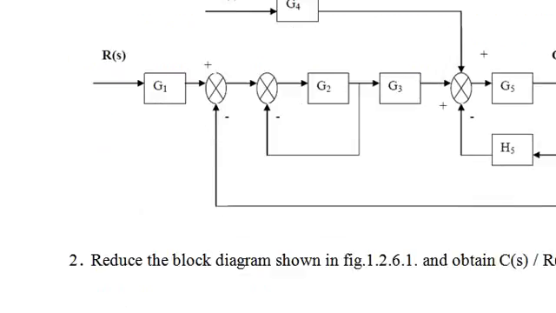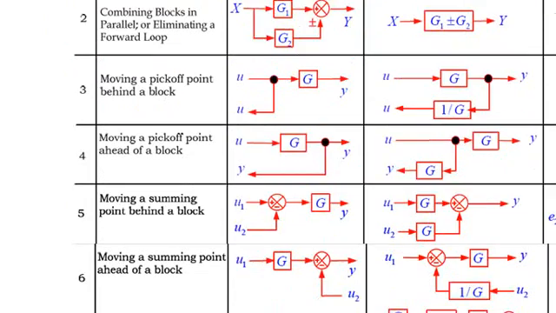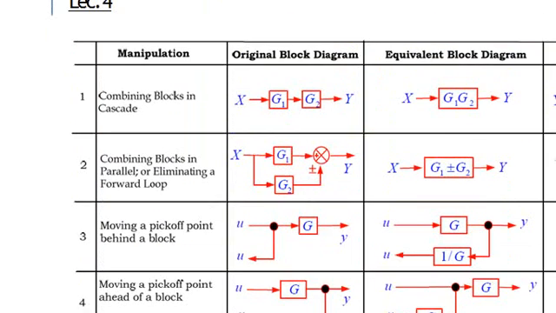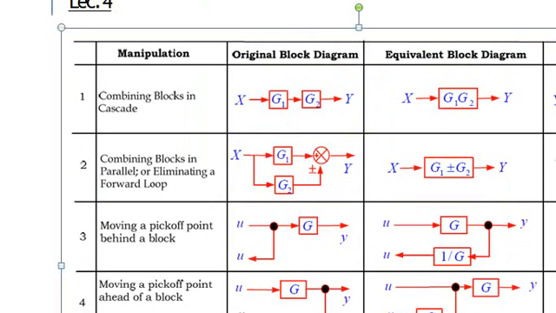In this way we have different problems. In this video I am showing examples of block diagram reduction rules. This is the first rule, combining blocks in cascade. This is the original block diagram. After this we have the equivalent block G1 G2 with a single gain.